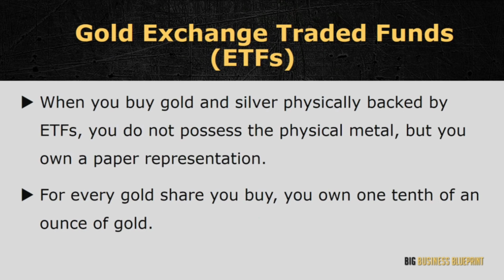As mentioned in the previous module discussing silver investment techniques, when you buy gold and silver physically backed ETFs, you do not possess the physical metal, but you own a paper representation. The difference between silver and gold ETFs is that with respect to the ETFs, for every gold share you buy, you own 1/10 of an ounce of gold. A custodian, usually a large bank, stores the actual metal. The share-to-metal correlation erodes the longer you hold the shares. The fund must sell gold, for example, periodically to pay for expenses, which decreases the amount of gold allocated to each share.